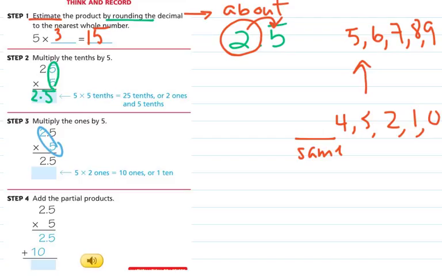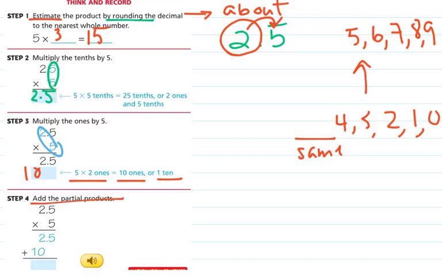2 ones times 5, boys and girls, would be 10. Notice 5 times 2 ones is 10 ones, or 1 ten. So, boys and girls, think about it. You can have $1 bills and have 10 of them, or one $10 bill. They both would give you the same amounts.